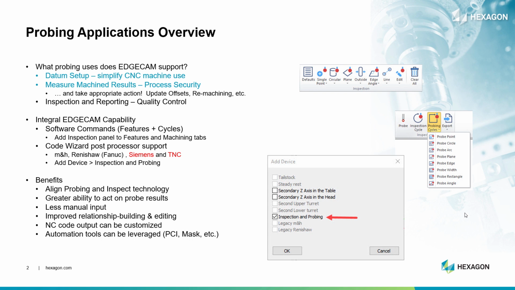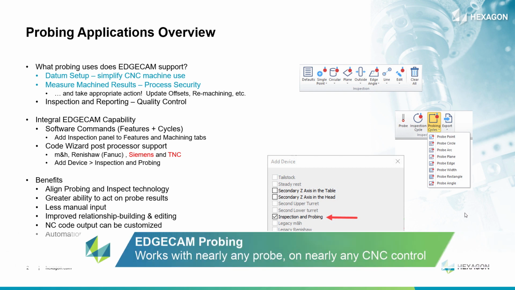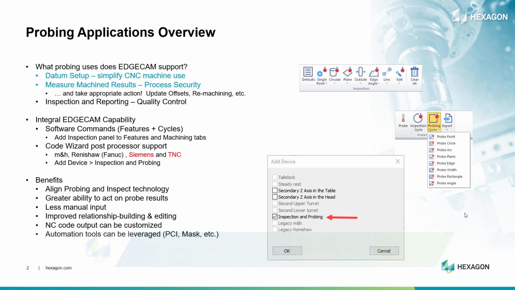So what does this integral software capability get me? Great question. It means that EDGECAM works with probes from any manufacturer and across FANUC compatible, ISO, Siemens, and Heidenhain TNC controls. Put another way, EDGECAM's probe technology can be used with practically any probe on practically any CNC machine.